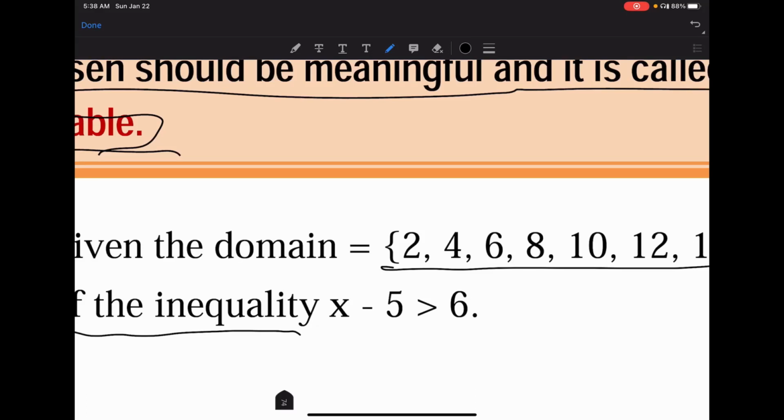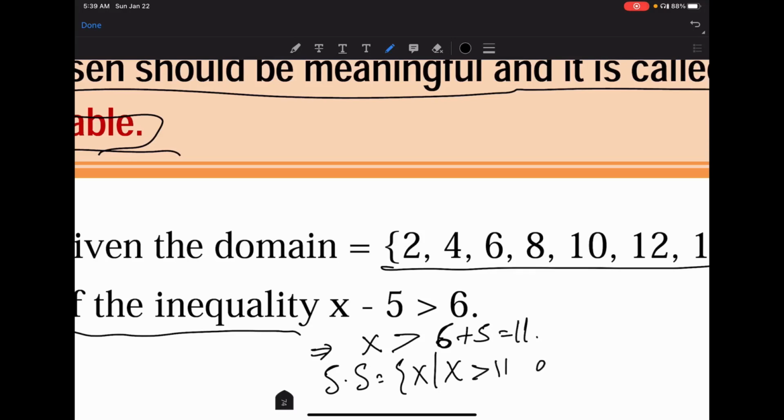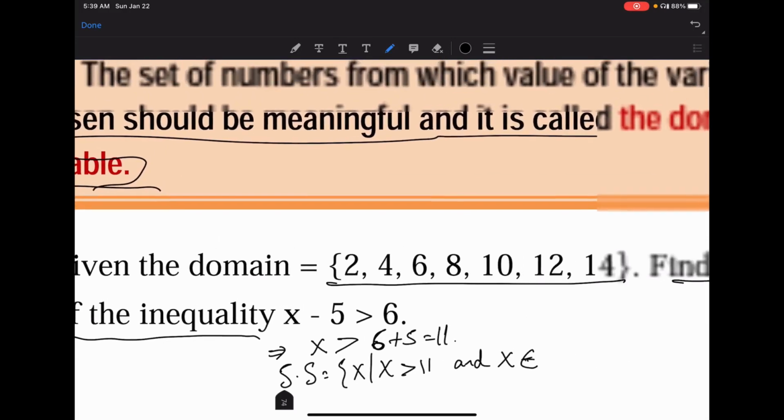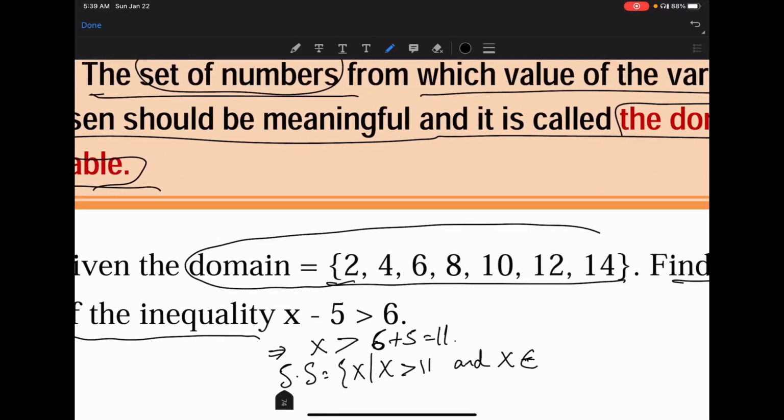For x minus 5 is greater than 6, we know how to solve this. Simply add 5 to both sides of the inequality. When we do that, we get x is greater than 6 plus 5. 6 plus 5, that is 11. So the solution set is x such that x is greater than 11 and x is an element of what? Not the rational numbers this time. Okay, this is our domain.